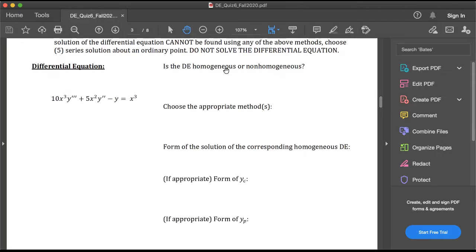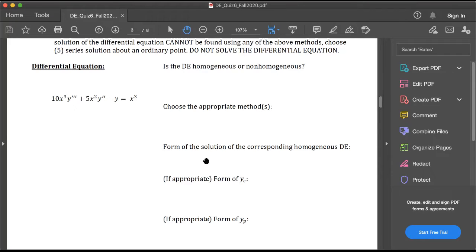For each differential equation, I'm going to ask you to classify it as homogeneous or non-homogeneous, and then we want to choose the appropriate method or methods. If it's non-homogeneous, you're going to have a method for solving the homogeneous equation and a method for solving the non-homogeneous equation. If it's a homogeneous equation, there's only one method. And then here you'll state the form of the solution of the corresponding homogeneous differential equation. All I'm looking for there is that form of the initial guess.